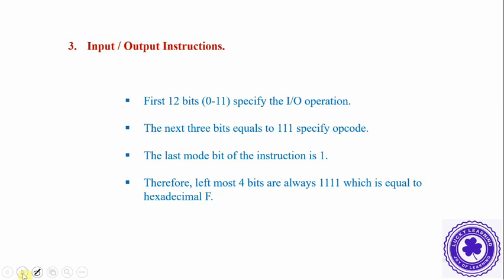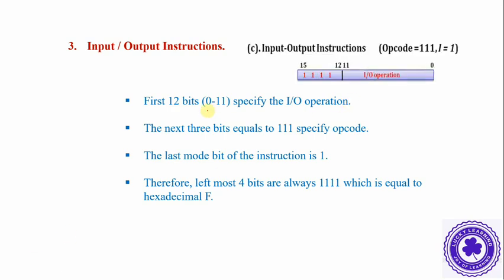When it comes to the input output instructions, the first 12 bits, 0 to 11, specify the IO operation. The next 3 bits, the opcode bits, are triple one. Triple one is hexadecimal 7. The last mode bit, that is the I bit, equals 1. Therefore, the leftmost 4 bits are four ones, which equals hexadecimal F. These are the 3 types of computer instructions.